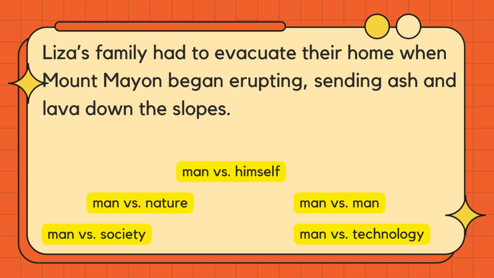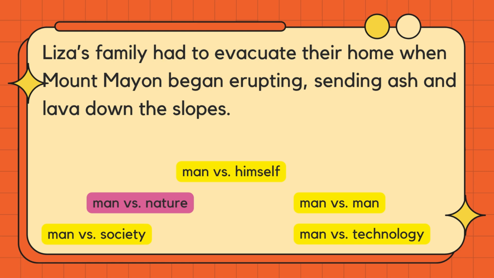So, next, number 2. Lisa's family had to evacuate their home when Mount Mayon began erupting, sending ash and lava down the slope. Which conflict example is this? Okay, correct. This is man versus nature. Lisa feels scared, but she knows they have to be brave and follow safety instructions. This is an example of how people struggle to survive against powerful forces of nature.